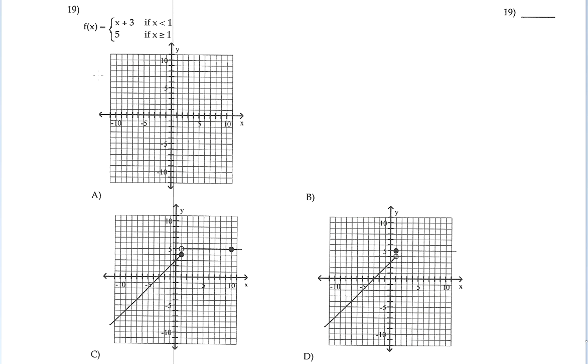All right, here we've got to graph our piecewise function. So let's see, we'll do it on this graph and then compare A, B, C, or D. I've got f of x equals x plus 3 if x is less than 1. So I'm going to graph x plus 3. Start at 3, 1, 2, 3. And what do we know? That my slope is really 1 over 1. So I'm going to go up 1 over 1.